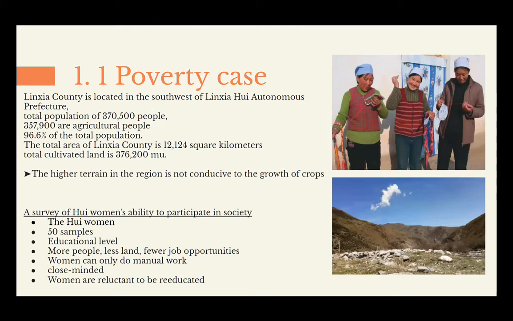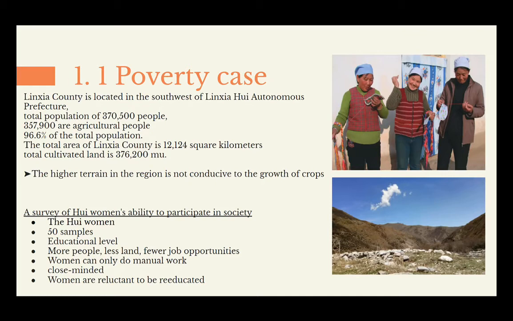Let me briefly introduce the basic situation of this case. Ningxia County is located in the southwest of the Ningxia Hui autonomous prefecture with a total population of 370,500 people, of which 357,900 are agricultural people, accounting for 96.6% of the total population. The total area of Lingsha County is 12,124 square kilometers, and the total cultivated land is 376,200 mu. The reason for the poverty of this place is the poor natural ecological condition. Because of this, its high terrain is not conducive to the growth of the crops.